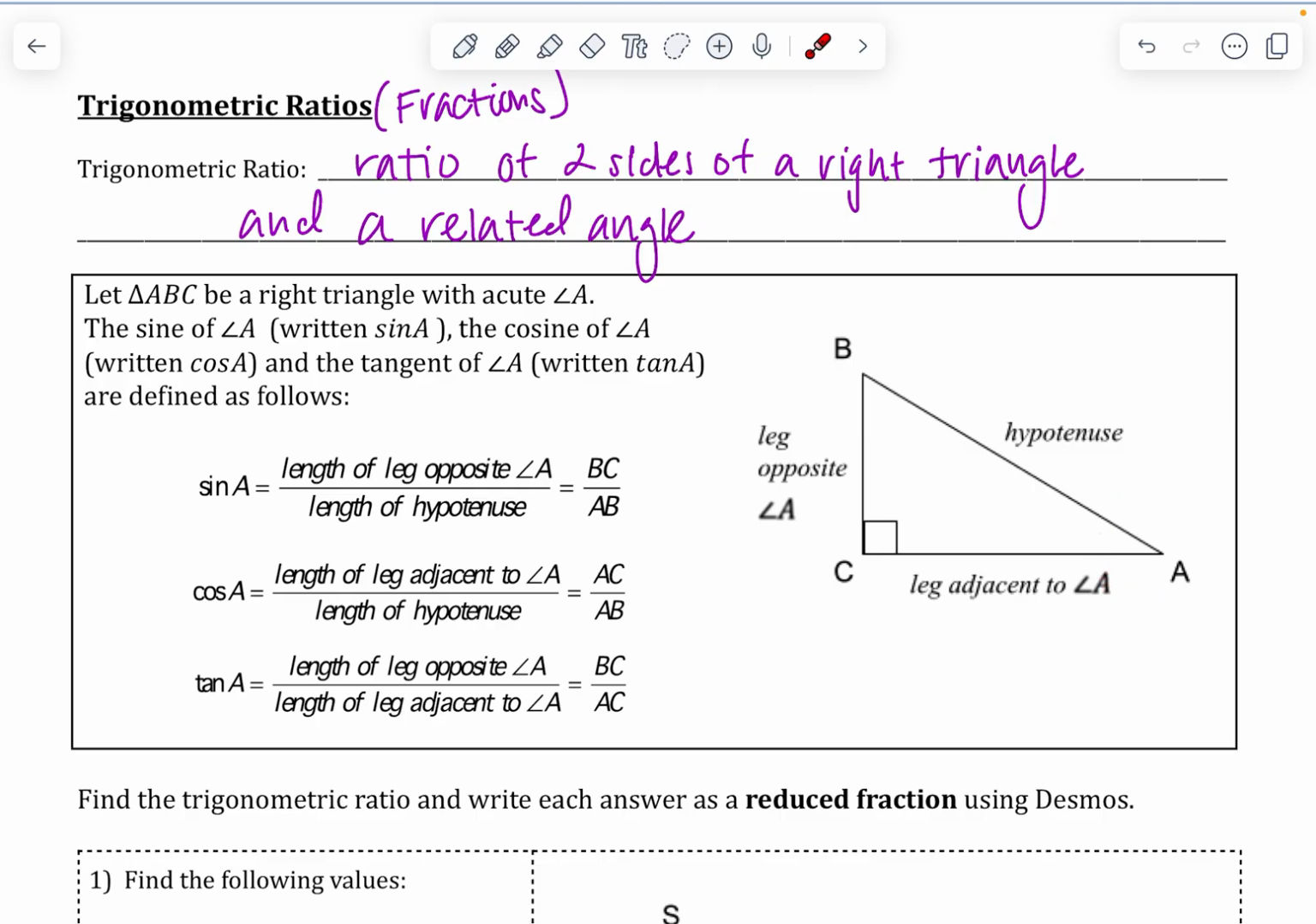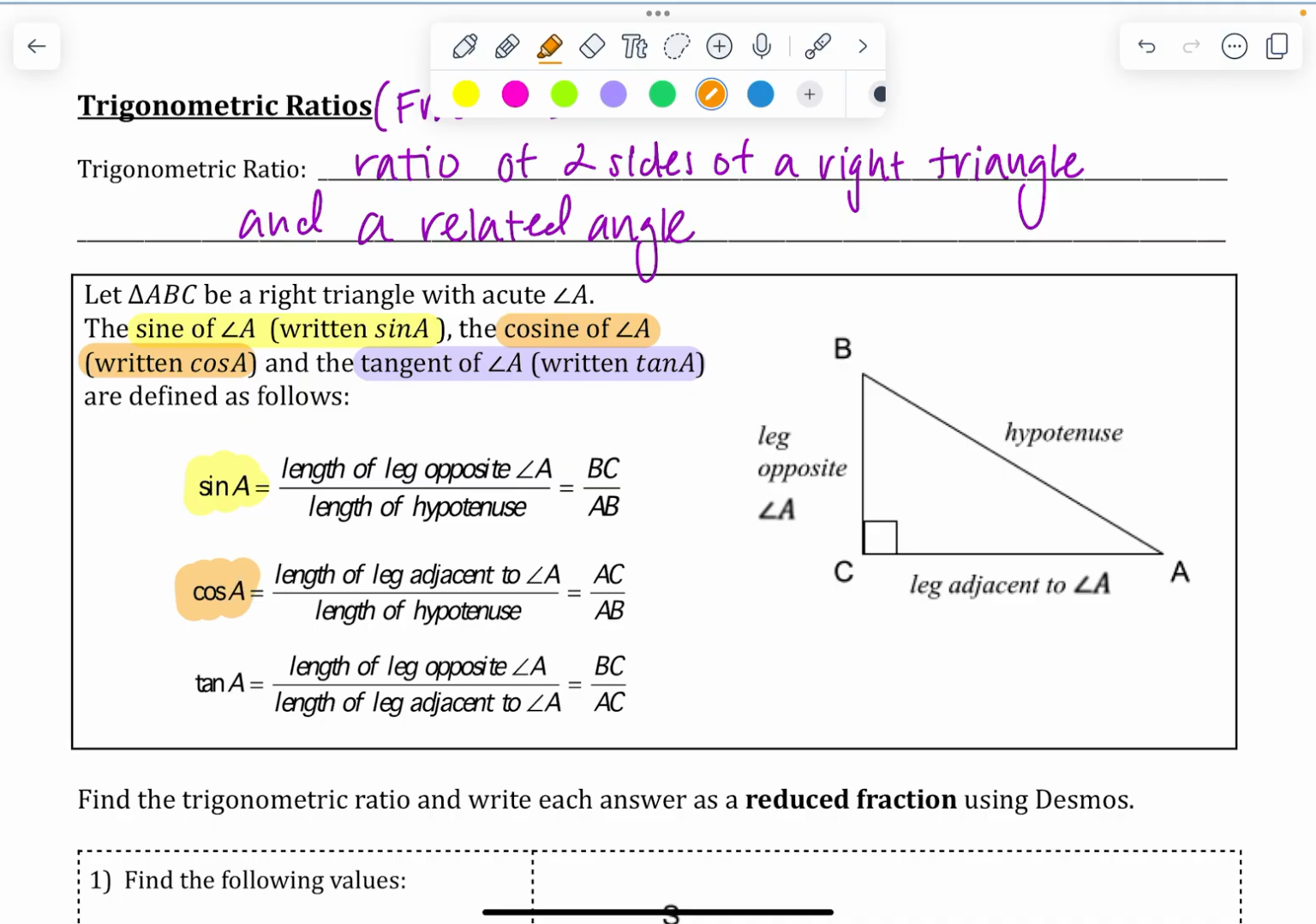The sine of A, the way that we write it, is S-I-N-A. The cosine of A is C-O-S-A. And the tangent of A is T-A-N-A. So we have three trig ratios. The first one is sine, the second one is cosine, and the last one is tangent, right?